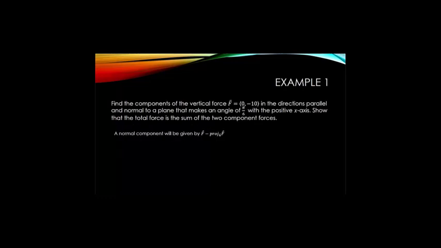A normal component will be given by taking my vector F and subtracting the projection of F onto u from that. This gives me the vector 0 and -10 minus the vector 5 square root of 3/2 and -5/2. This gives me a vector in component form of -5 square root of 3/2 and -15/2.